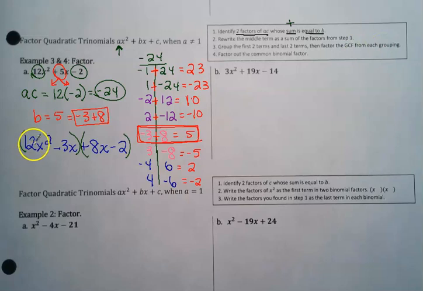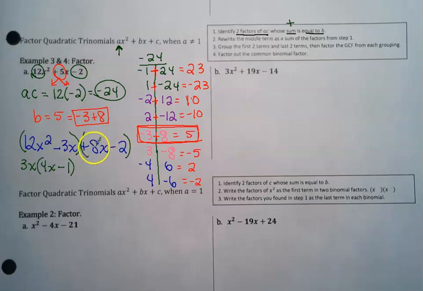Okay, so what is 12x squared minus 3x? What do those 2 terms have in common? Well, 12 and 3 have a 3 in common. X squared and x have an x in common. So 12 divided by 3 is 4. X squared divided by x is x. And -3x divided by 3x leaves me with a -1.